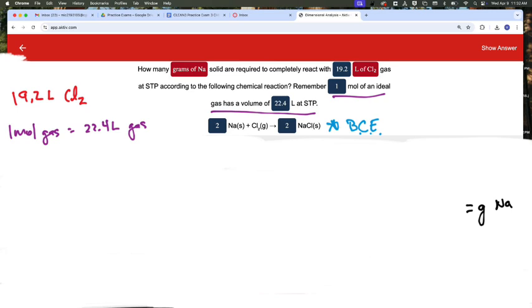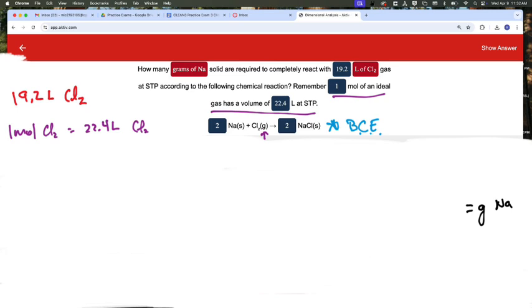Chlorine. It's got to be chlorine gas, because we can determine that by looking at our chemical equation. The only thing that we actually see that's a gas would be the chlorine. We know it's a gas because it's got a G, the G from our chemical equation.